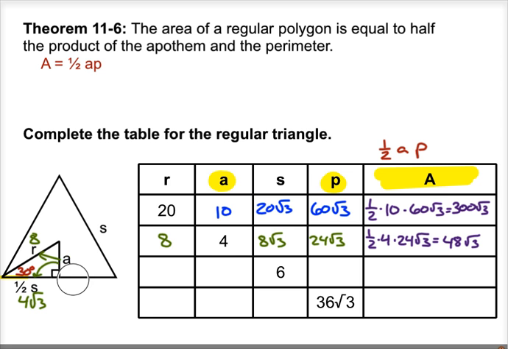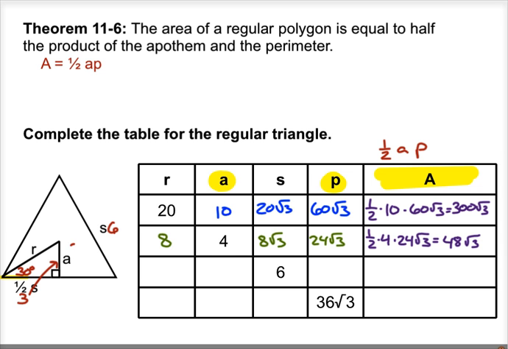Let's try a different missing piece. In this problem, we're going to have that the side is 6. Well, if an entire side is 6, half of a side is 3. And if half a side is 3, and I want to go to what the apothem is, I need to divide by the square root of 3.